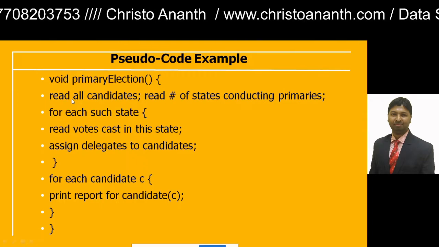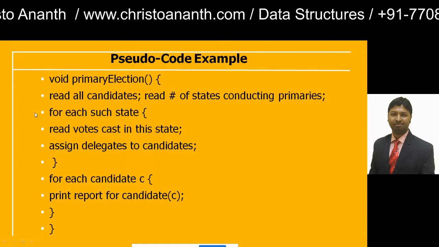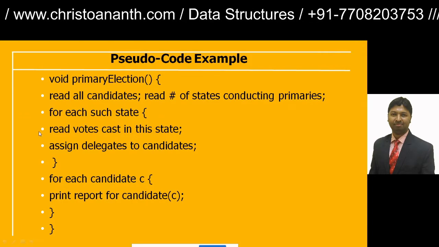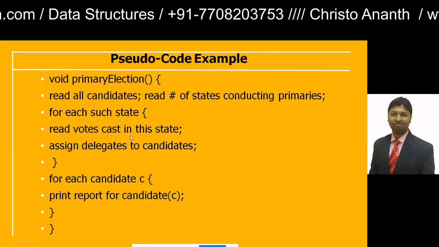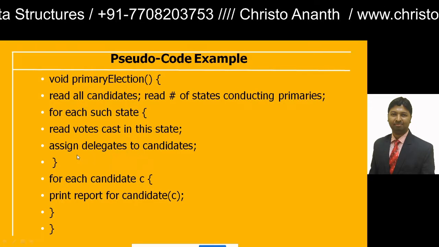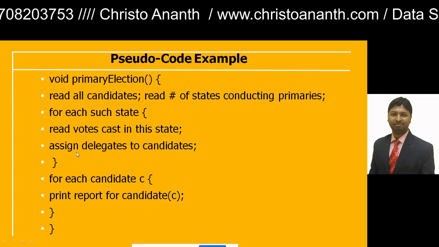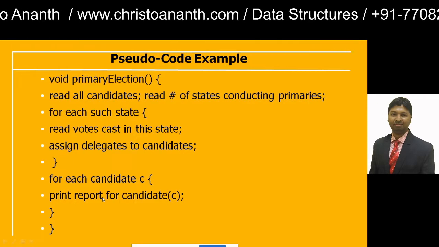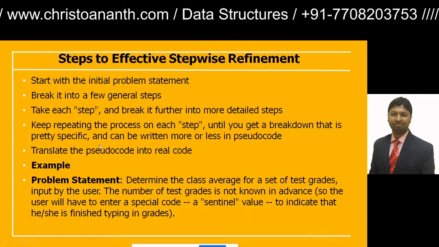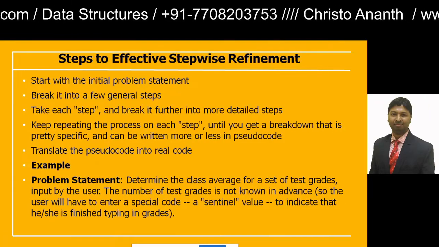This is an example of an election. Void primary election. Within that, you read all the candidates, starting from primaries, and then for each of the states, you read the votes cast in that particular state. You assign the delegates to particular candidates. And again, within that, for each of the candidates, you print the report for each candidate, and you close the brace. So this is how you go with the pseudocode, stepwise.